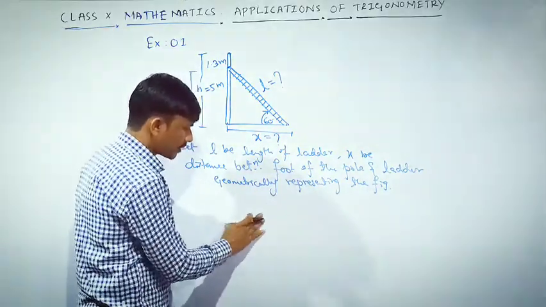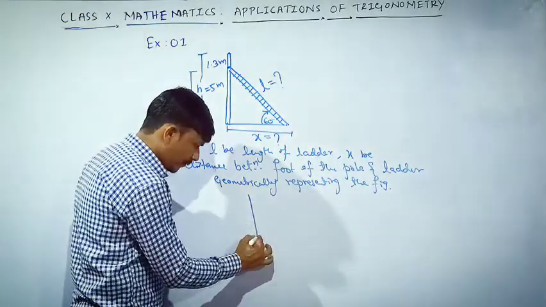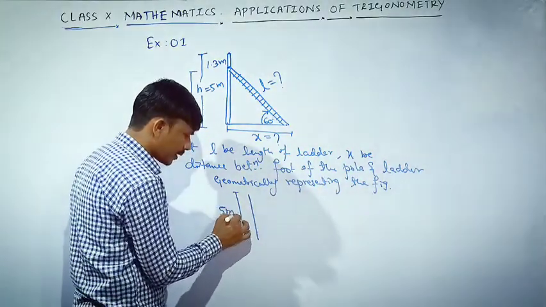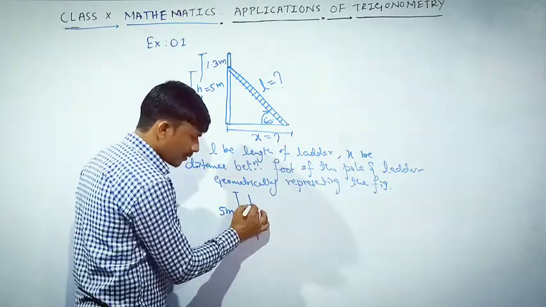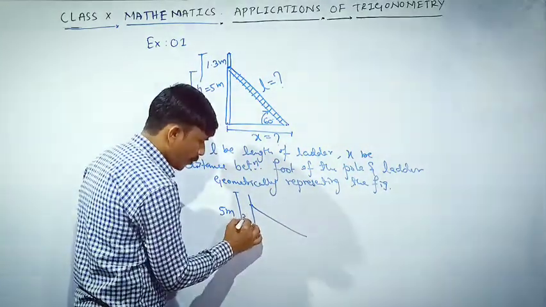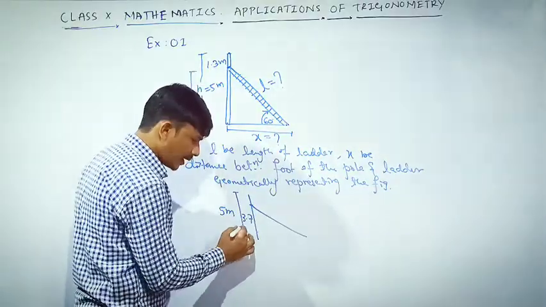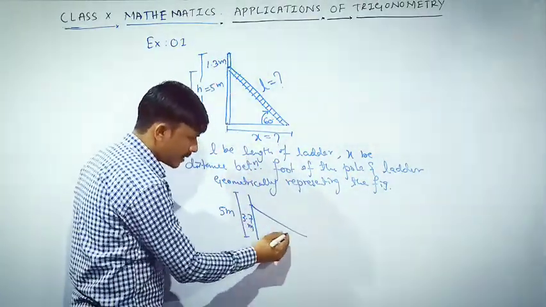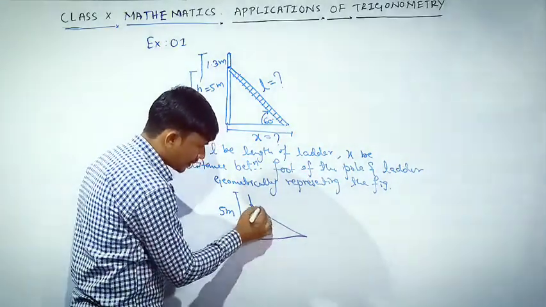Let's first see the total height. What is the total height here? 5 meter. Height of the pole 5 meter, and the fault which is 3.7 meter above the ground. It is 3.7 meter because from the total 5 meter we have to subtract 1.3. Then from this point, this is the length of the ladder.